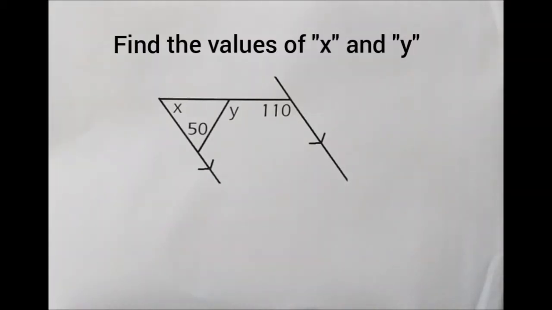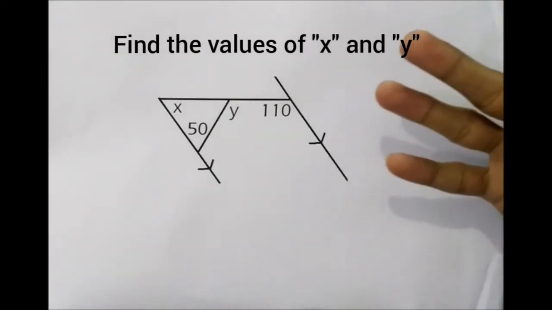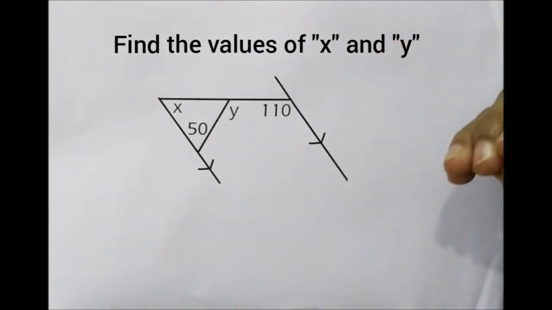Hey guys, so the first question, you can see that there are two parallel lines and they are asking us to find the values of x as well as y. So it's very easy for us to find the value of x first, right? When there are parallel lines, we can consider three things: alternate angles, corresponding angles and allied angles. There are three things to consider.